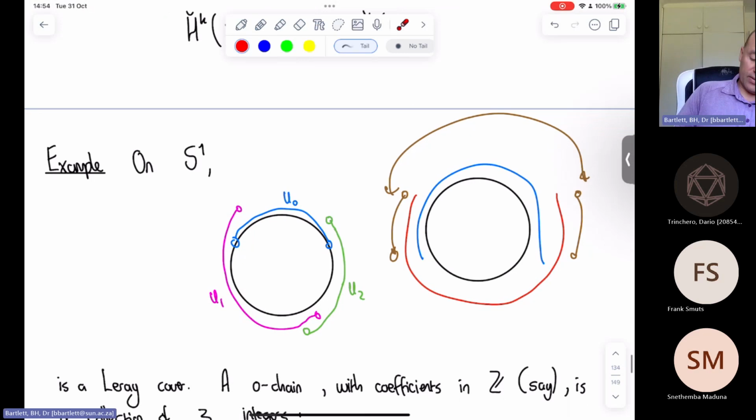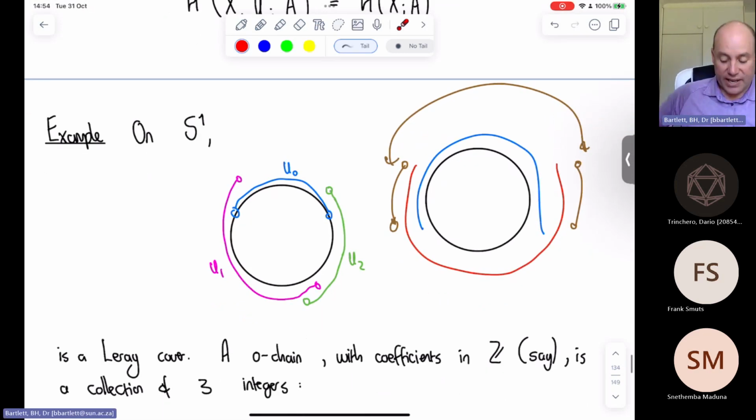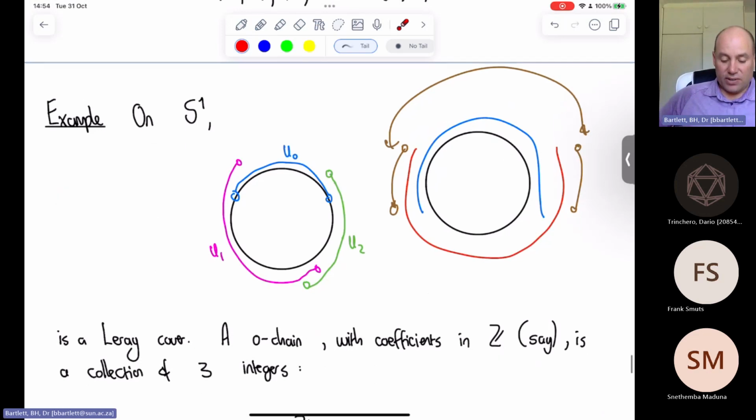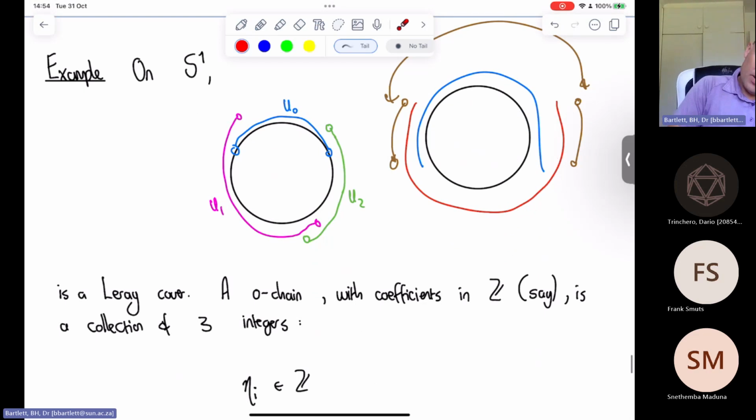All right, so let's just write down some examples. What is a zero chain? A zero chain would just be a collection of three integers, because for each open set, you've got to give a locally constant function into Z. Since these open sets are all contractible, a locally constant function just means a single integer attached to that open set. So I'll have an eta 0 over here, an eta 1 here, and an eta 2 here.